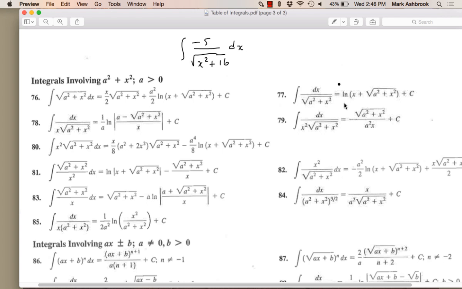Okay? Boom. So this one you don't even need to change the variables in the first place because it is exactly in that form. We just have a negative 5. And the value of a is 4, but you don't even need a, you just need a squared, so you never really need a anyway. So we're just going to write down negative 5 times natural log of x plus the square root of 16 plus x squared. Order doesn't matter inside there. Plus c.